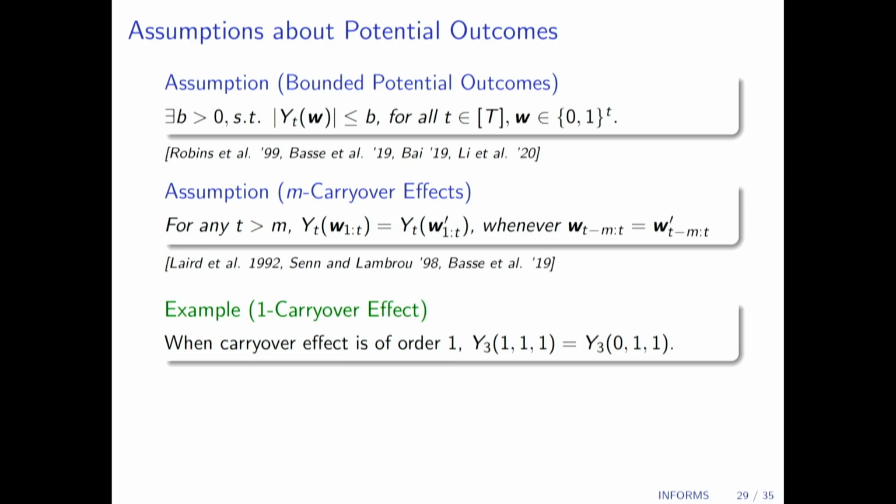And to illustrate this carryover effect notation, I'm going to write this Y3 of 111 and compare it with Y3 of 011. If the carryover effect only lasts for 1 period, meaning that only the treatment assignment that I received today and that I received yesterday matters, then no matter if we do treatment or control in the first period, it does not have an impact on the third period's observed outcome or potential outcome. So that's what this assumption essentially talks about.